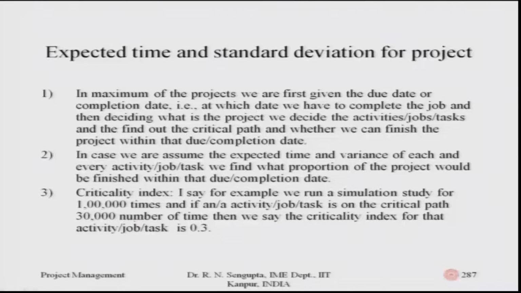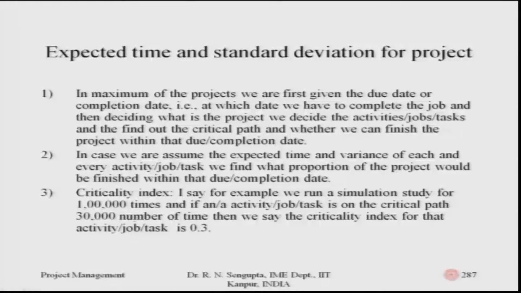For example, we run a simulation study. If you remember, we said that the more you simulate, the more you are able to find out which jobs come up the maximum number of times on the critical path. Based on that, we say they are on the critical path and they are the critical activities. We run the simulation, for example, 100,000 times, that is 1 lakh times, and if an activity is on the critical path 30,000 times, we say its critical index is 30,000 by 1 lakh. So, it will be 30%, which means that job would come up on the critical path 30 times out of a simulation of, say, 100.